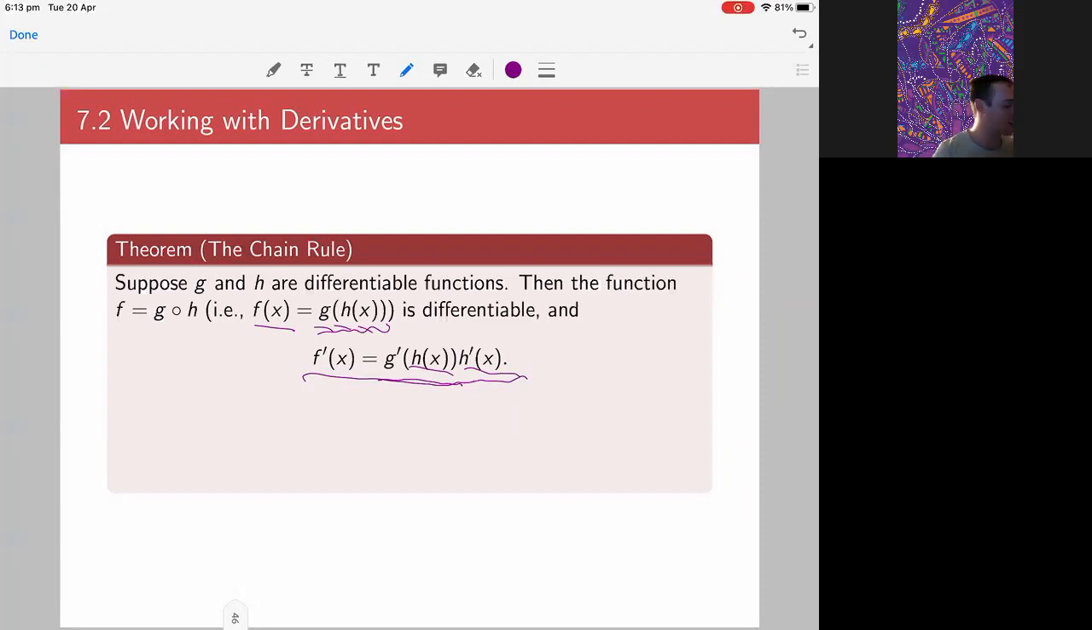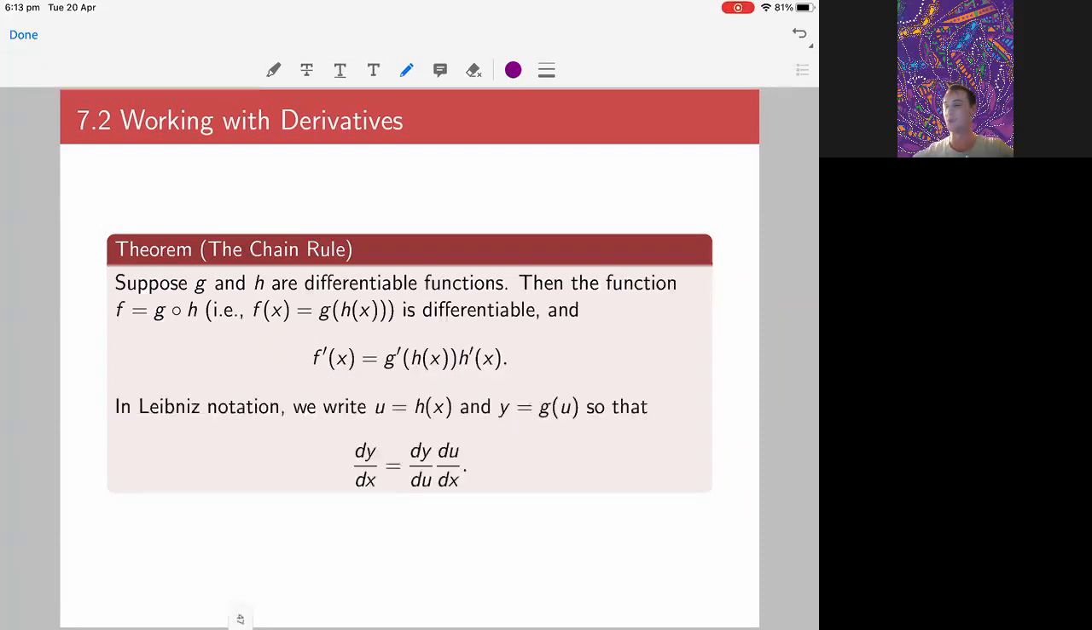Now, you may think that this all looks like a bit of a mess, and it is an unfortunate consequence of Newtonian notation that these things often look like a mess. But there is a Leibniz formulation of the chain rule as well. This is something that people like to look at because it's much more aesthetically pleasing.